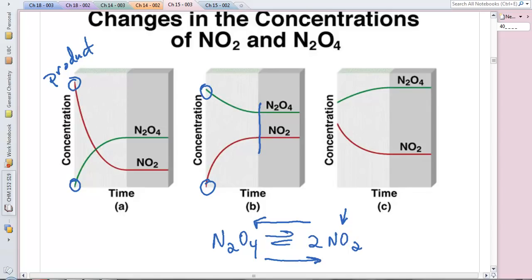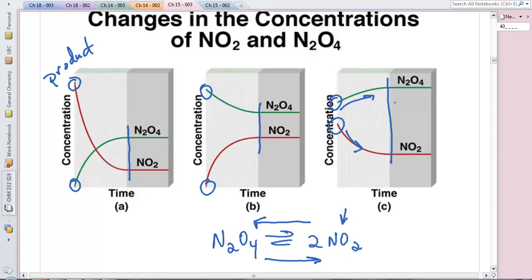Now, a third situation is that we start with some of each. Why not? It's a reversible reaction. If we start with some of each, we're still going to reach equilibrium. In this case, NO2 decreases, our product decreases, our reactant increases. Eventually, we reach equilibrium. No matter whether we start with only reactant, only product, or a mixture of reactant and product, we will eventually reach equilibrium where the concentrations are no longer changing with time.